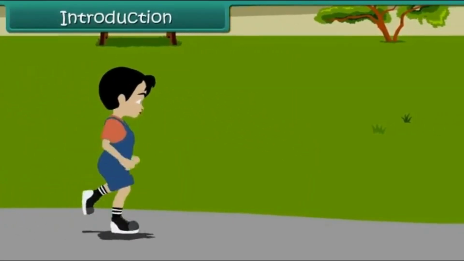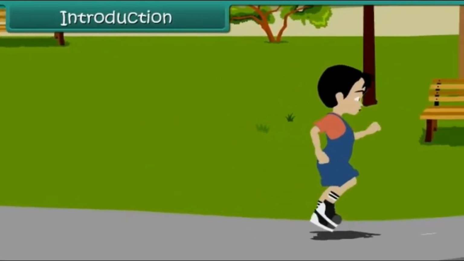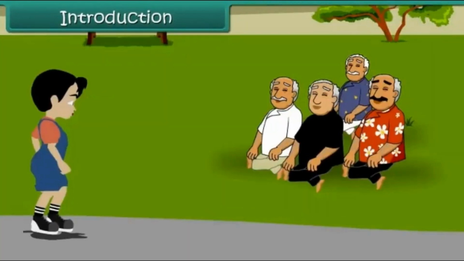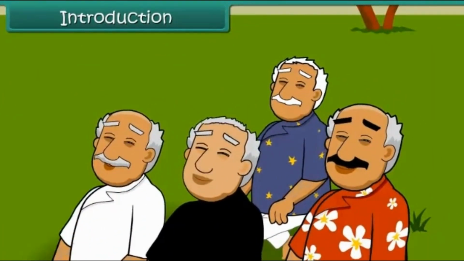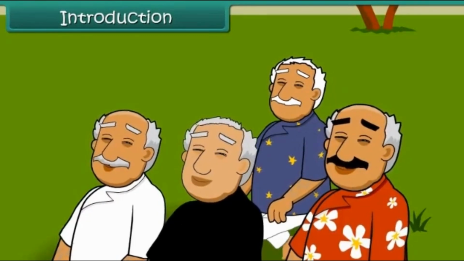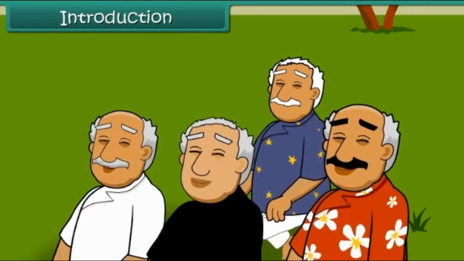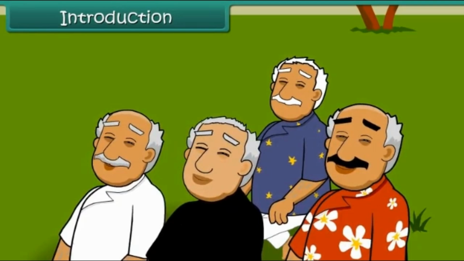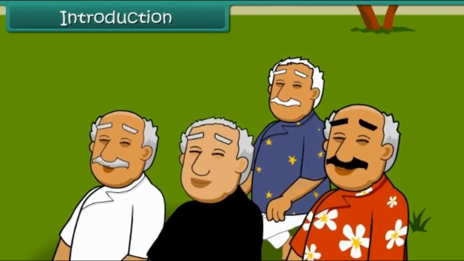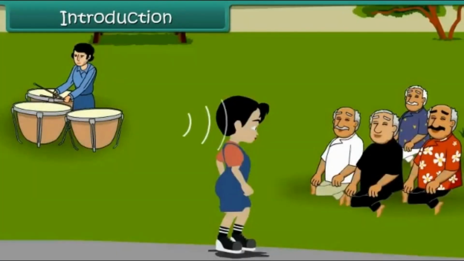Introduction. Avinash is jogging in a park. He notices some elderly men performing yoga. They first take a deep breath and inhale. After a while, they exhale. He finds the pattern of inhalation and exhalation interesting to watch. He then hears someone practicing drums. The beats of the drum also follow a rhythmic pattern. In this lesson, you will learn about patterns.